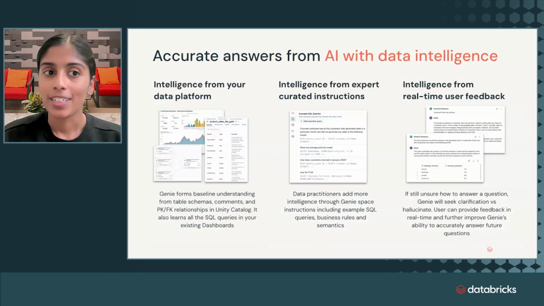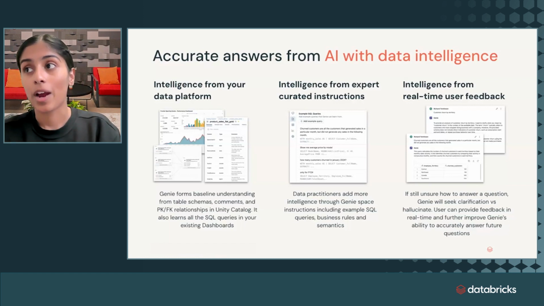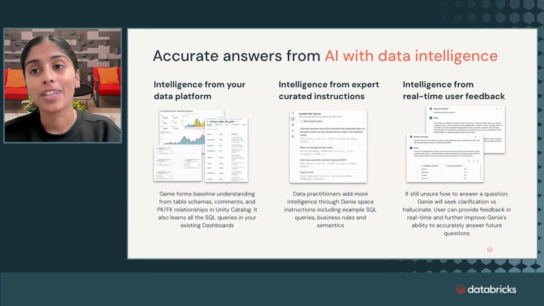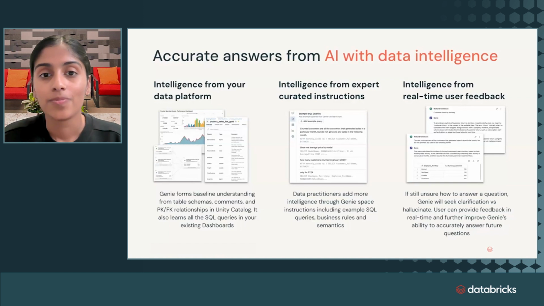So how does Genie get accurate answers to your questions? Firstly, the intelligence built in with Genie makes it so Genie can form a baseline understanding of your data through aspects such as table schemas, which includes column headers, comments you've added to your table, things like that, since it can understand what your data is about looking at things like this. Also looking at SQL queries, existing dashboards, and so on.